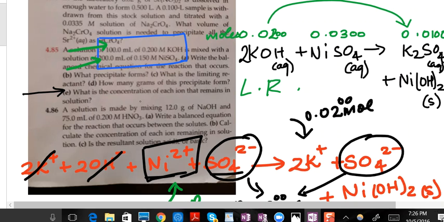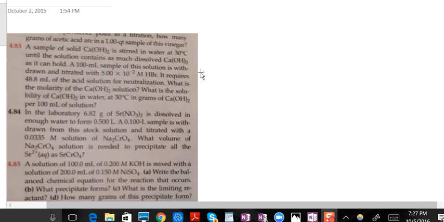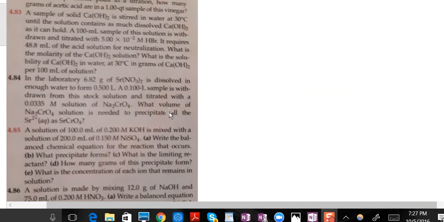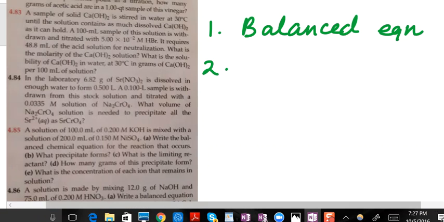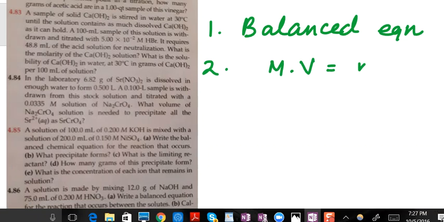Okay, in order for you to solve this problem 4.85e to find the concentration of each ion, the first step was to write a balanced equation. Okay, the second step was to convert molarity times volume to moles. Okay, molarity times volume was moles. Just be careful that volume is in liters. The third step was to find the limiting reagent, and the limiting reagent was found by finding who gives the least amount of the product. Choose any one product. Whoever gives the least amount of product is your limiting reagent.